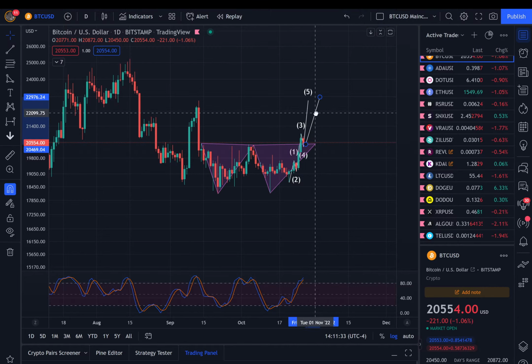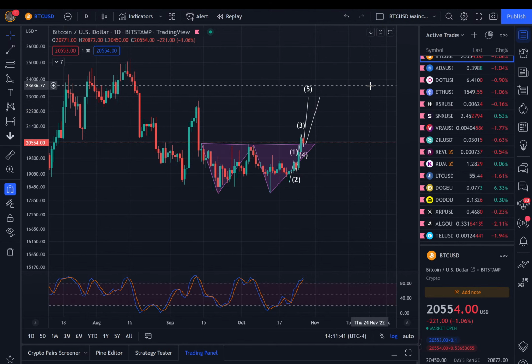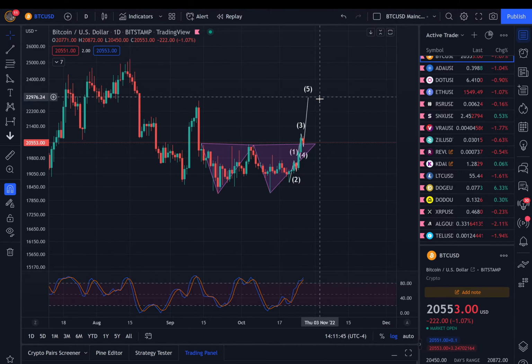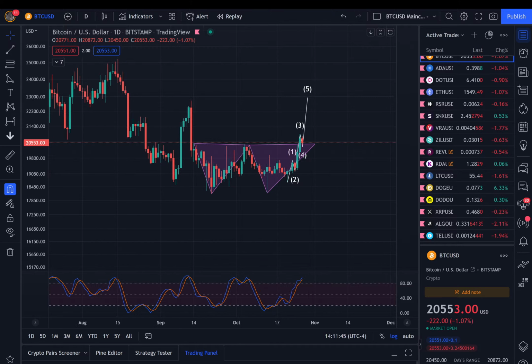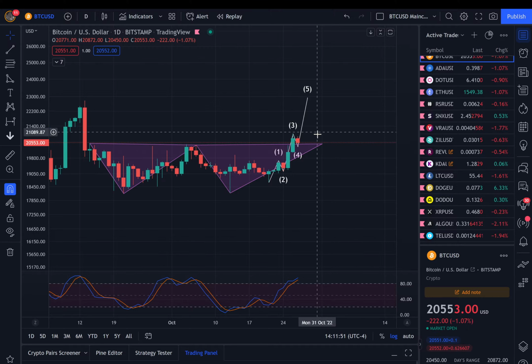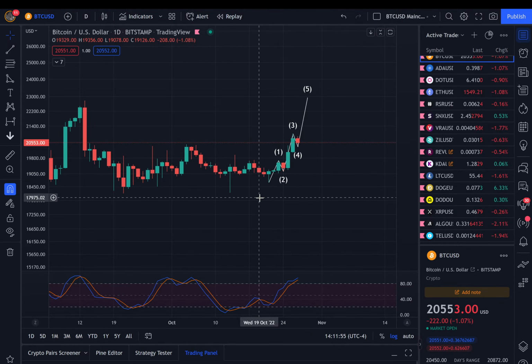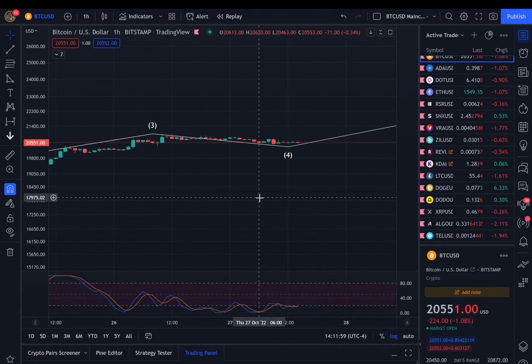Breakout from the neckline, that would give you a wave 5 of about 22.9, around 23K, okay? So that is our target, just doing pattern analysis. Now, if we were to go back on the smaller time frames, let's get rid of these triangles just to clean up our chart, keep it nice and clean. And let's go back on the smaller time frames. Let's go on the hourly time frame.